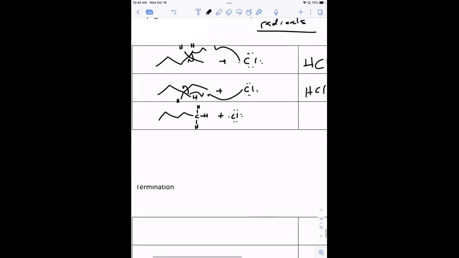All right, take 30 seconds and put those arrows in. They don't change. All abstraction happens the same way. You're going to cleave a bond homolytically. You're going to make a bond homogenically. And it will never change. I don't care how big the molecule is. If you're doing abstraction of a hydrogen through a radical mechanism, it does not change.